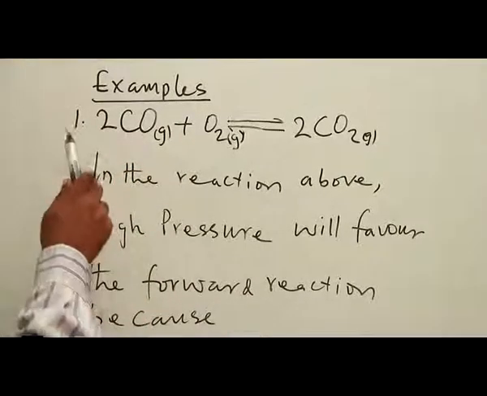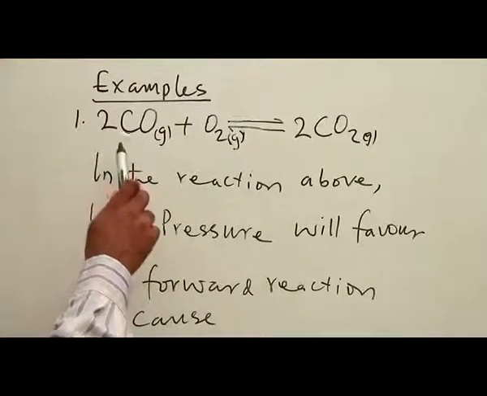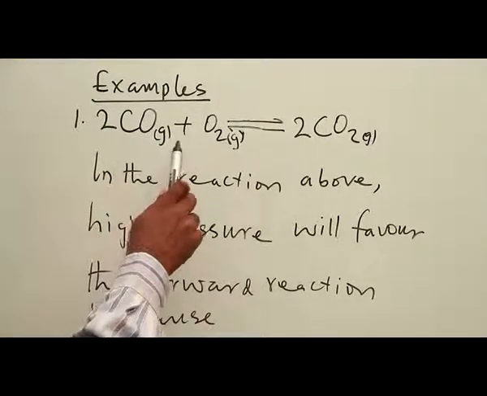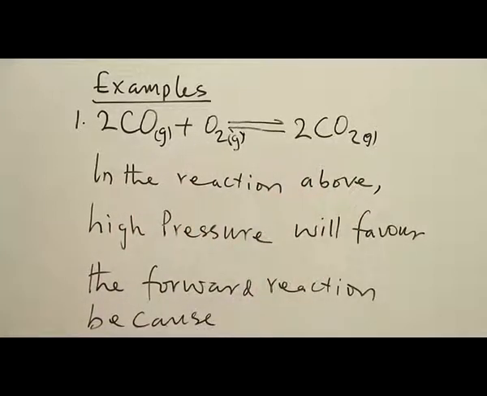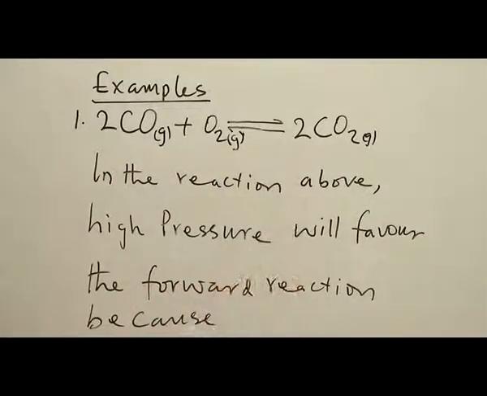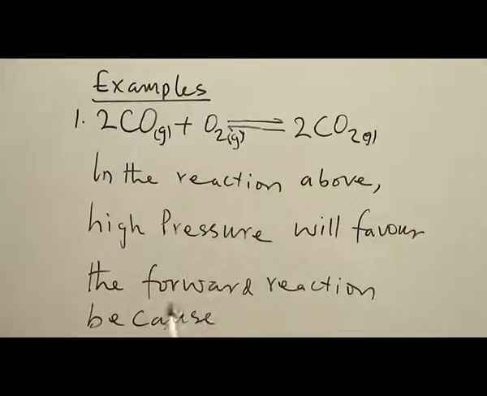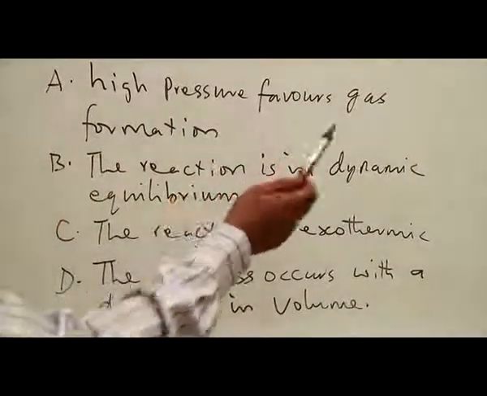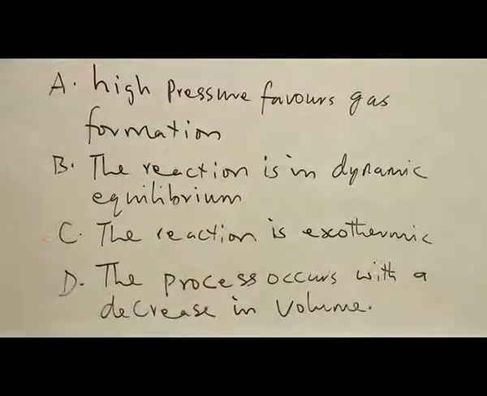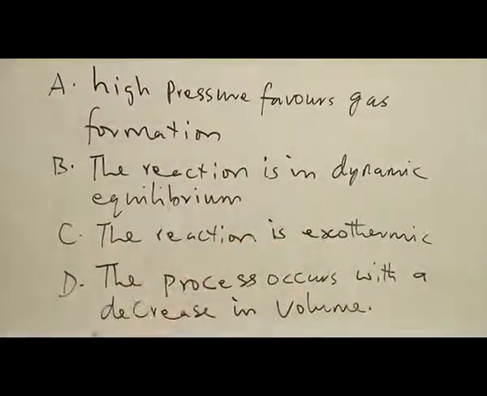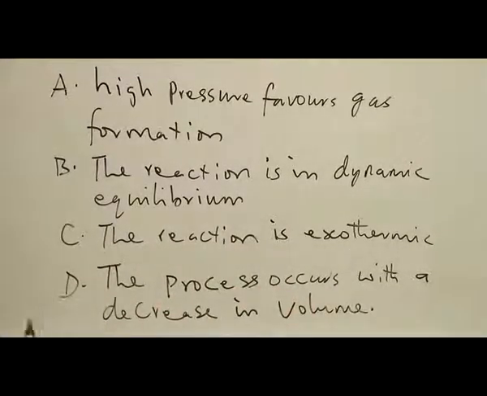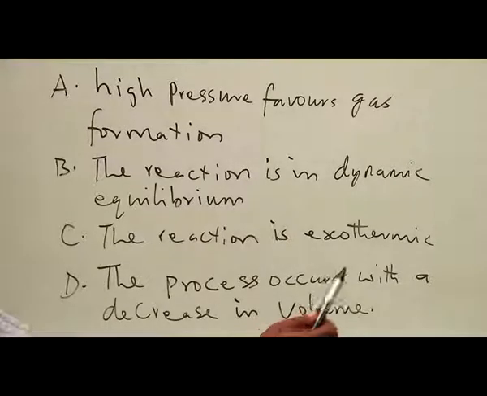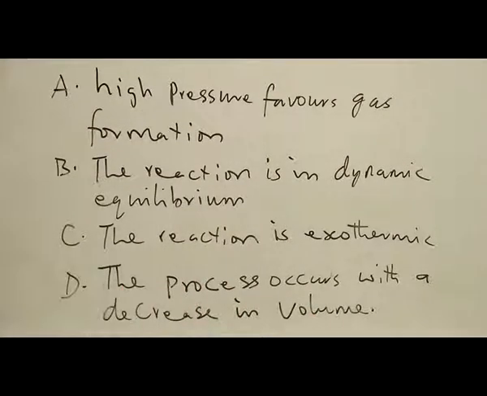Examples. Number 1. 2 molecules of CO plus 1 molecule of oxygen to give 2 molecules of carbon(IV) oxide. In the reaction above, high pressure will favor the forward reaction because A. High pressure favors gas formation. B. The reaction is in dynamic equilibrium. C. The reaction is exothermic. D. The process occurs with a decrease in volume.